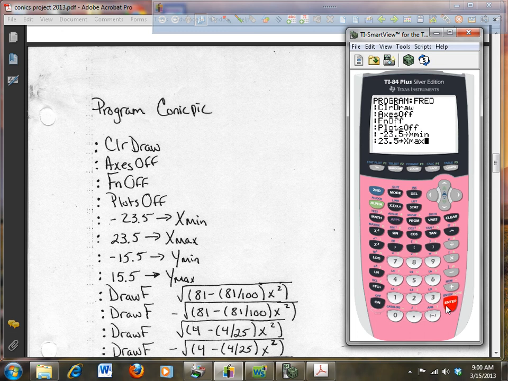Okay, and then you do the same thing for your Y min and your Y max. So negative 15.5, Y min. Everyone needs to have these lines in there, so you might as well put them in. Store. Did that. Are we going to Y min now? Bars, window. And now we're done. Y max. This is Y min, right?